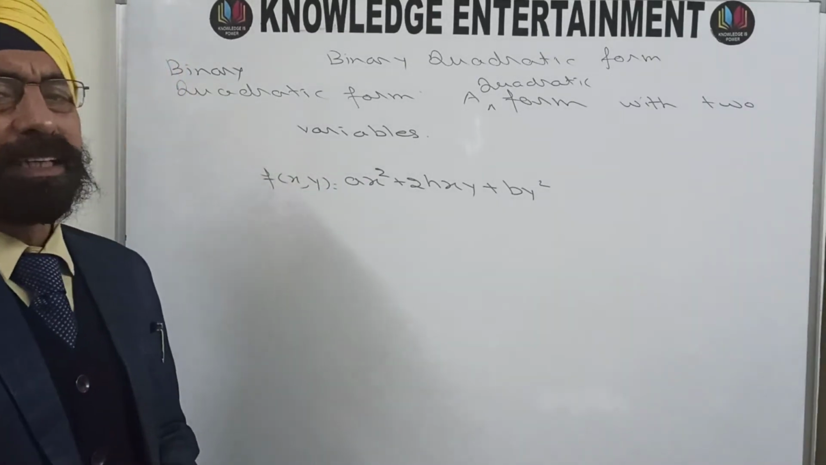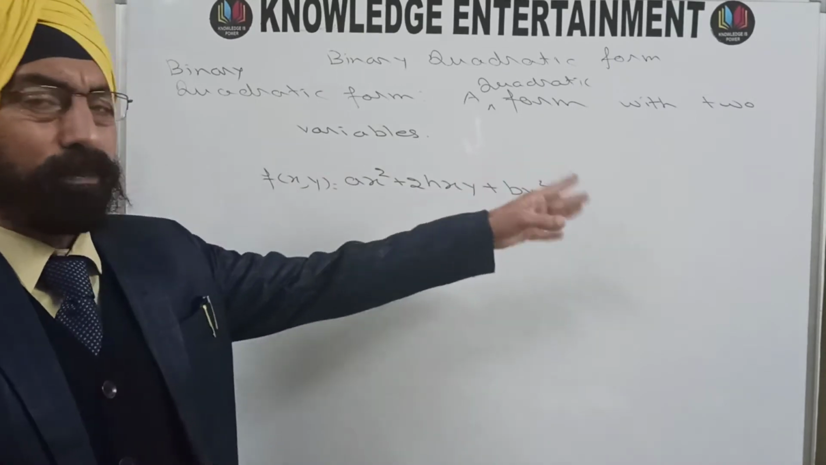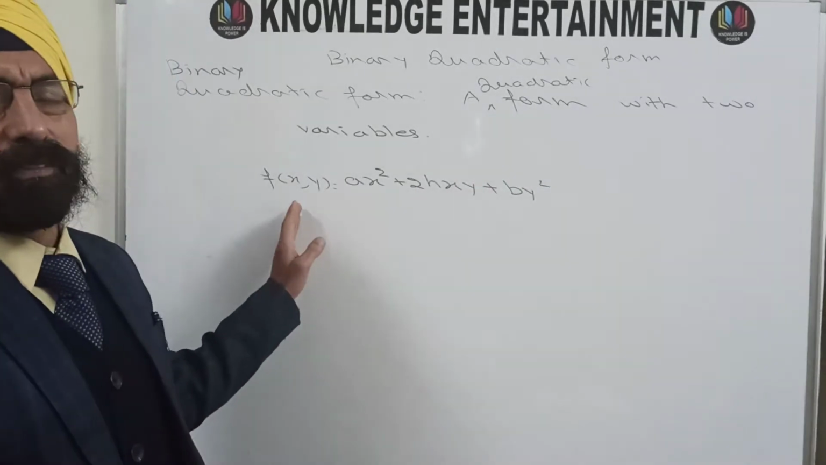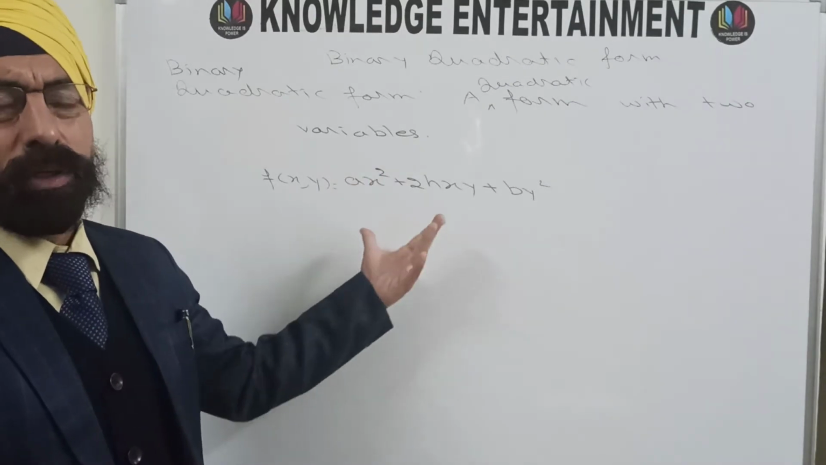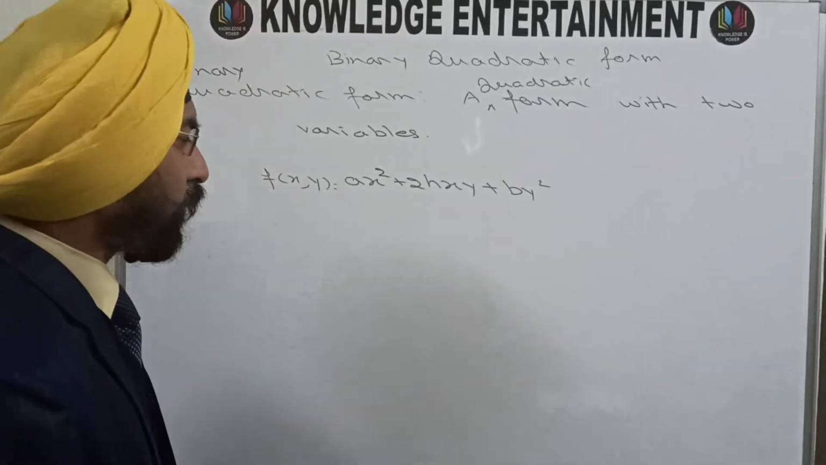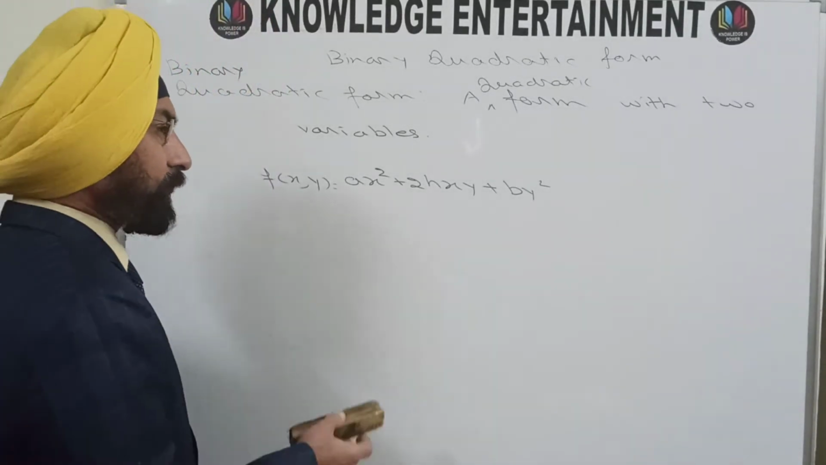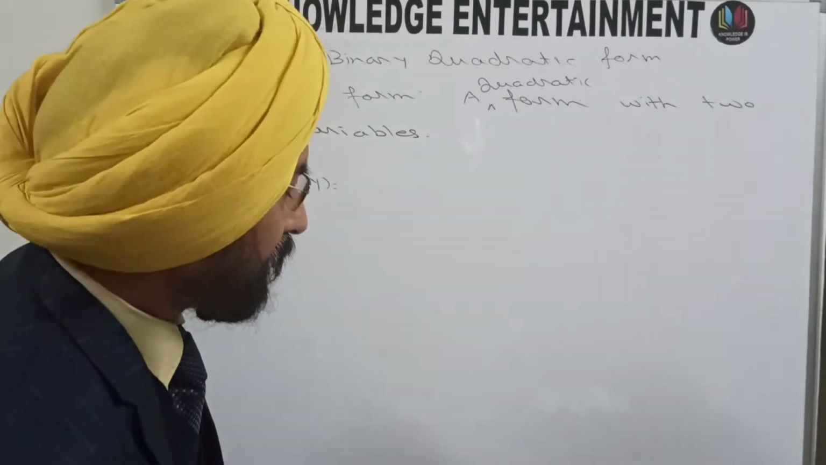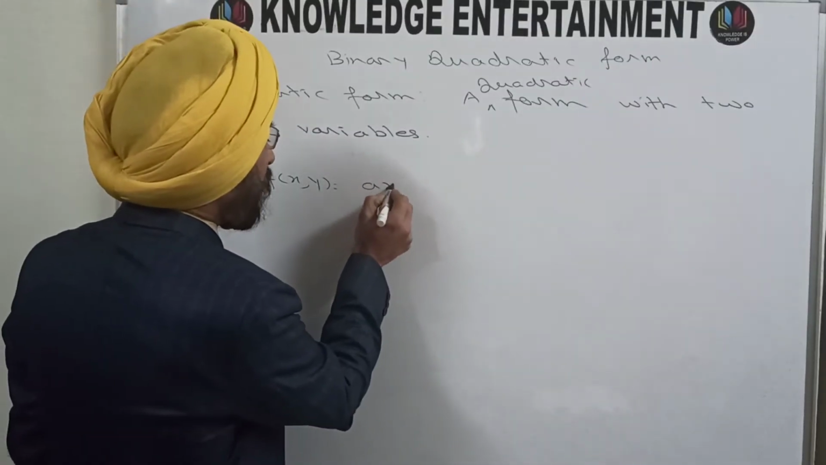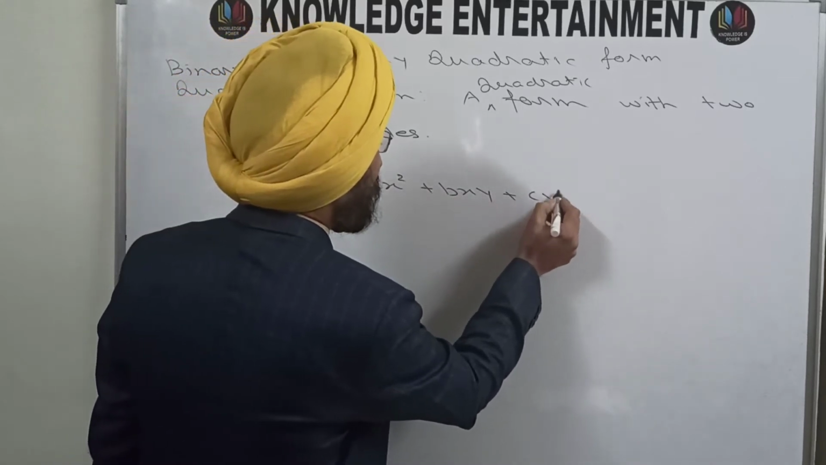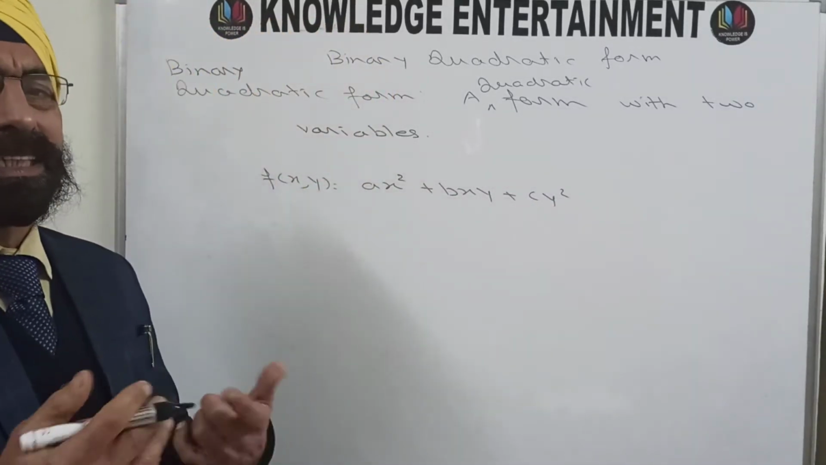So f(x,y) = ax² + 2hxy + by² is the binary quadratic form, and degree is obviously 2 and the number of variables is clearly 2 because it is a binary quadratic form. In general, the binary quadratic form we will use in this chapter will be ax² + bxy + cy². And now look at its discriminant.